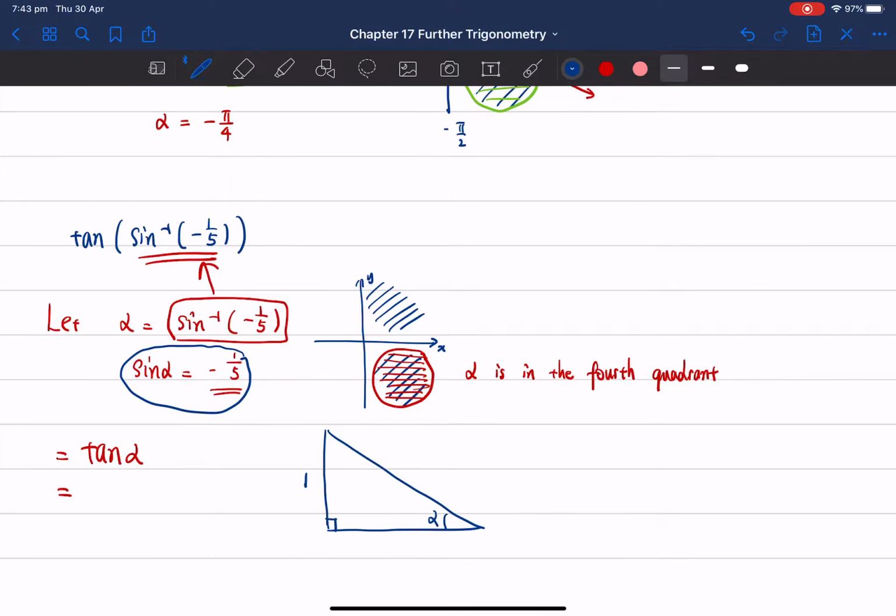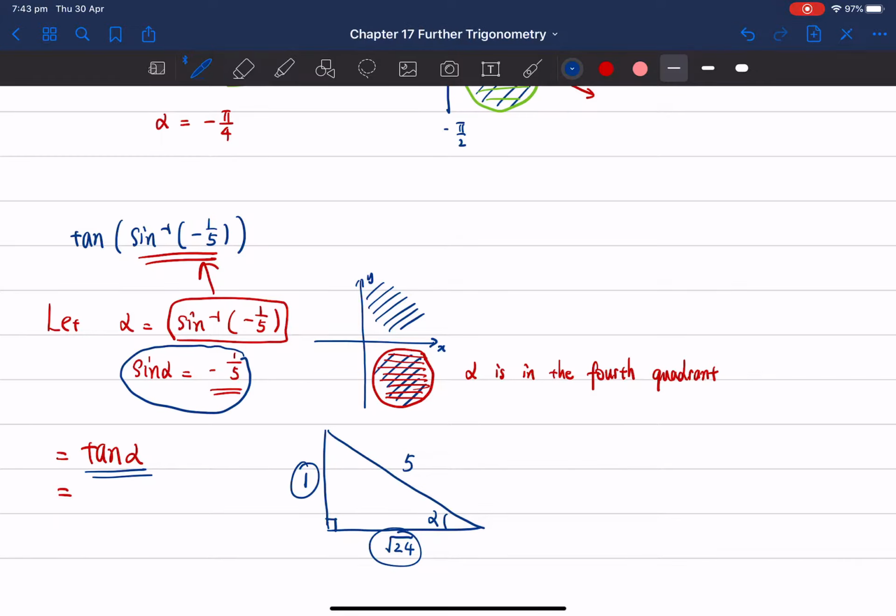So opposite is 1, hypotenuse is 5. And then here is going to be 25 minus 1, and that becomes square root of 24. Okay, square root of 24. Now, to solve tangent alpha, you just need to look at the triangle. Tangent is 1 over square root of 24.